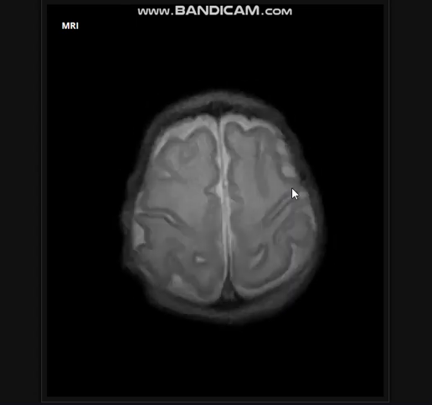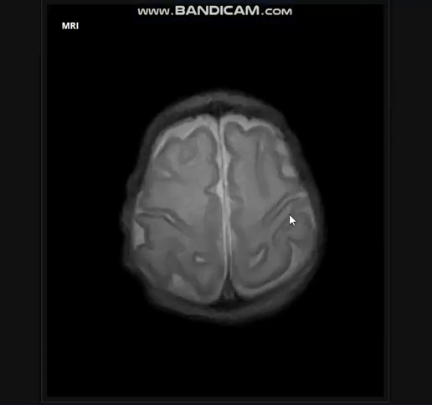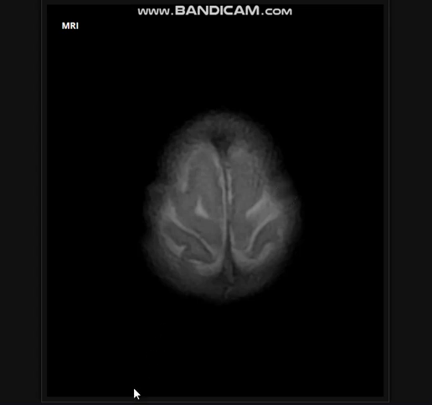Actually, no, it's not, because in brachygyria-lissencephaly, as we have seen in the case before, we can see a thick cortex here. But in this case, you can see there is a very thin cortex. It just shows abnormal sulcation and gyration. And this is what we call primary microcephaly, or microcephaly with simplified gyral pattern.